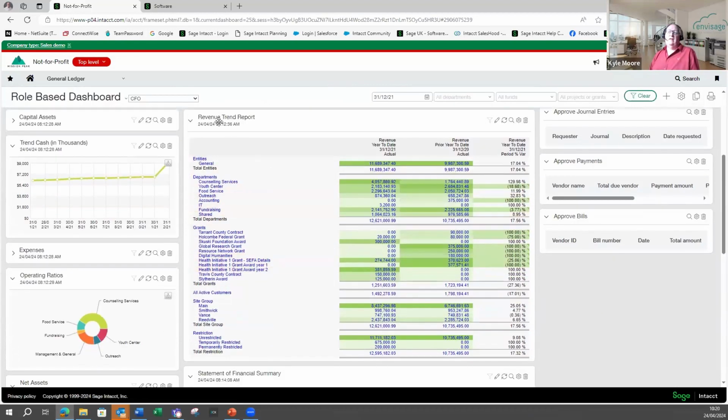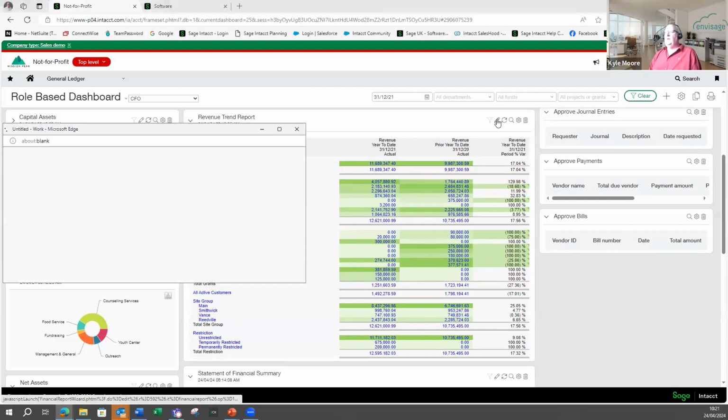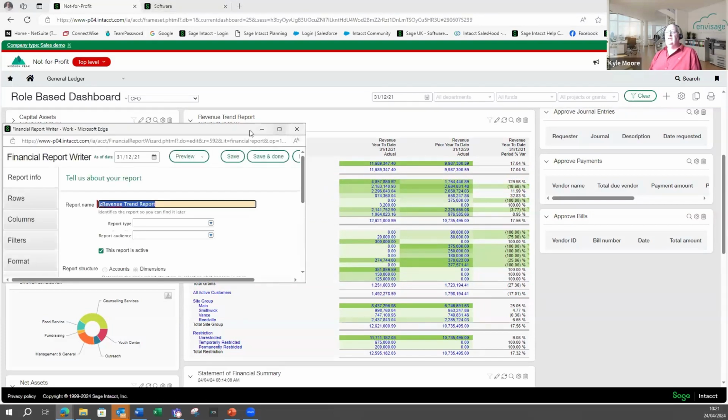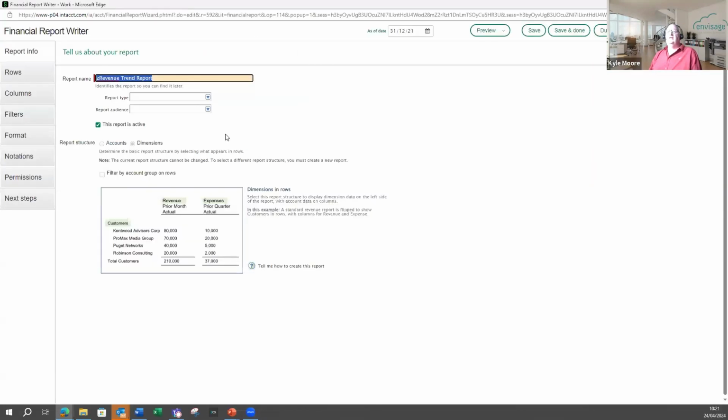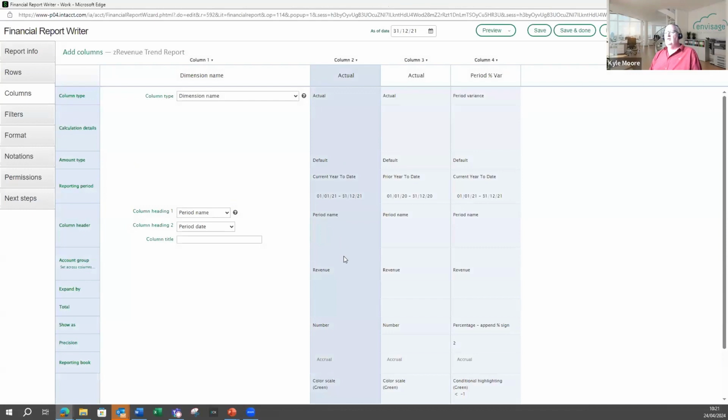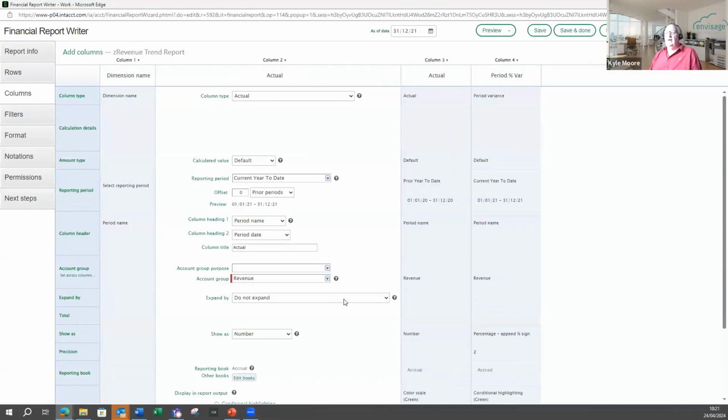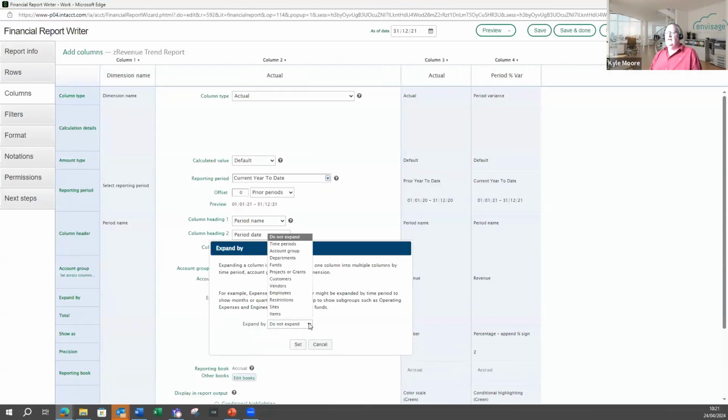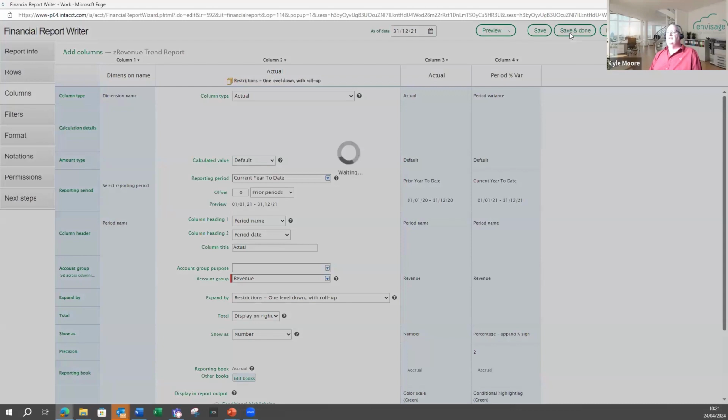So for instance, my revenue trend report is looking at my year to dates and it's looking at my different lines on the report. But if I just went in quickly to the edit button, what I can do as a user here is I can take this and very quickly go to my columns and also go to my actual column here and say, well, let's expand that, please. And let's expand it for our restrictions and set that and save and done.